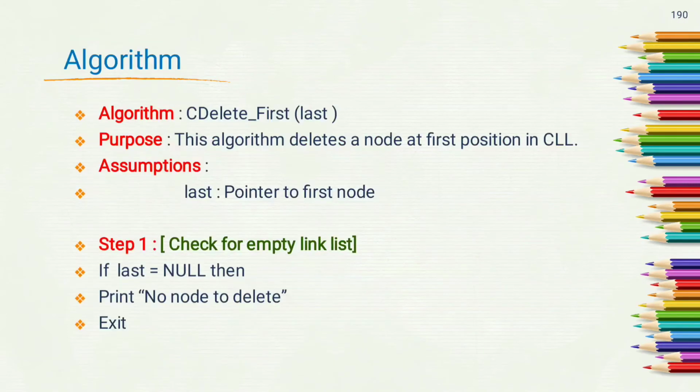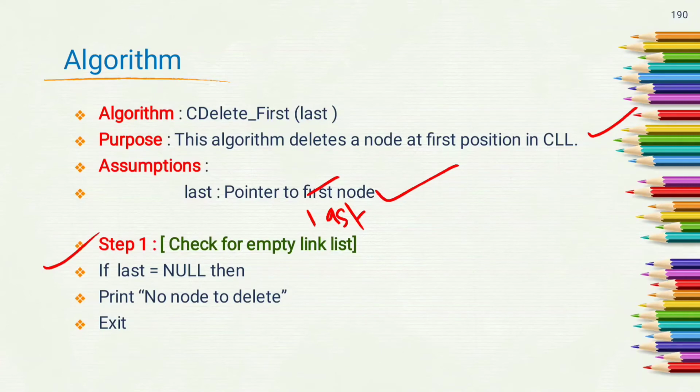So the algorithm is, first we write Algorithm colon, name of algorithm is C underscore delete underscore first, that means deletion from circular linked list at first position. The parameter which is required is last, which is a pointer to last node. Purpose of this algorithm is, this algorithm deletes a node at first position in circular linked list.